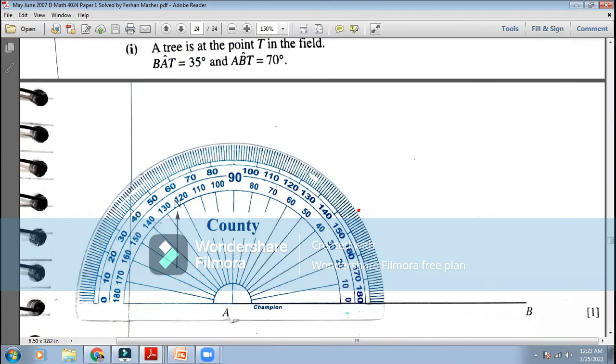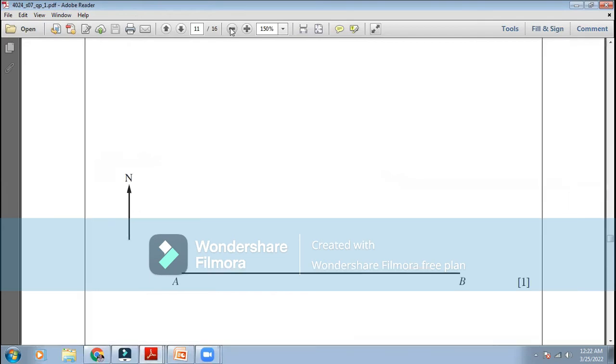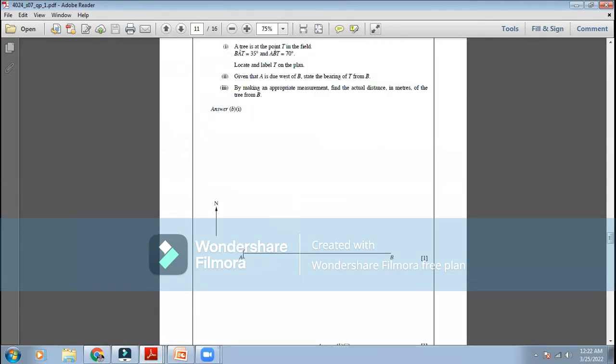So look at what I have done. I will put my protractor here. The crosshair of the protractor will be on A, and the 0 of the protractor will be on this side. From here, I will count 35 because angle BAT is 35. Then I will put the protractor on B and start counting, and angle ABT is 70. Put a dot at 70. Join the lines where they intersect. There you will have the point T where you will plant the tree. So let me show you.